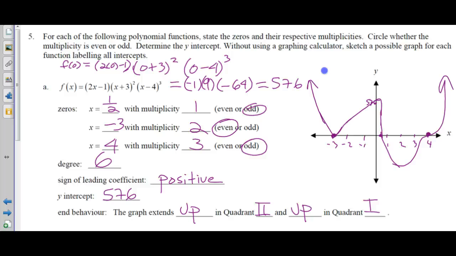Yes? Is there a way to find out where exactly you're going to drop it in quadrant 4?